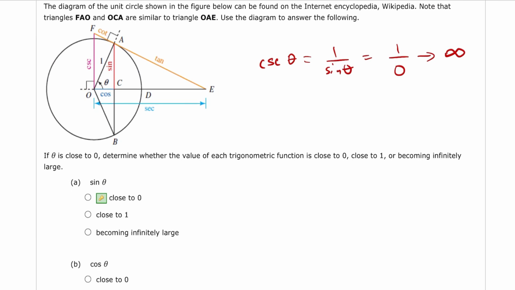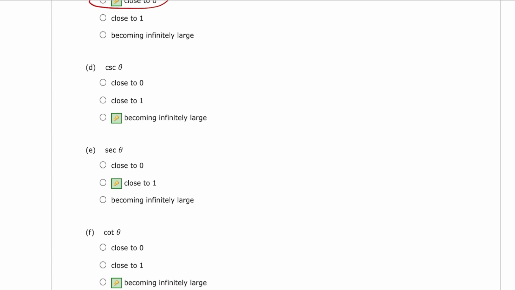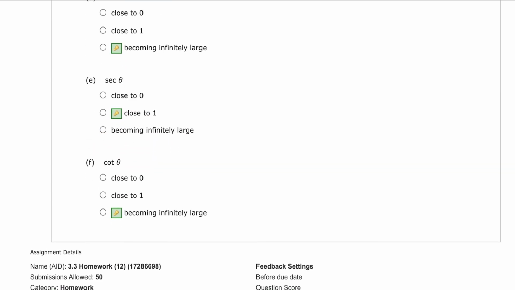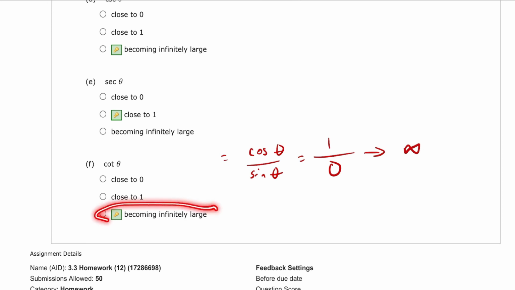And secant, well, cosine is getting closer to 1, we said. So 1 over 1 is going to get closer to 1. And finally, cotangent is cosine over sine. Remember, cosine is getting closer to 1, sine is getting closer to 0, which means that's going to approach infinity again.